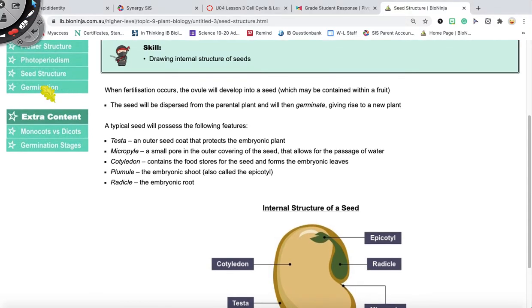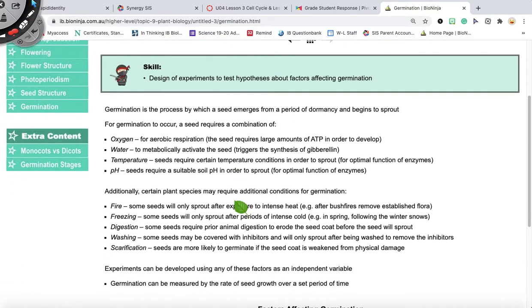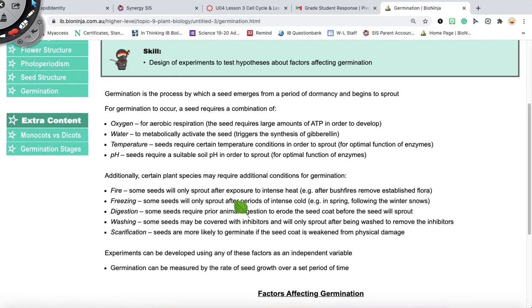Okay, the next part of this section is to design an experiment to test a hypothesis about factors affecting germination. So you might get a question in the form of an experiment that's already been designed and you have to analyze it, or you have to design an experiment on your own via a short answer question. So we know that germination is the process by which a seed emerges from a period of dormancy and it begins to sprout. But for germination to occur, there are certain requirements right here.